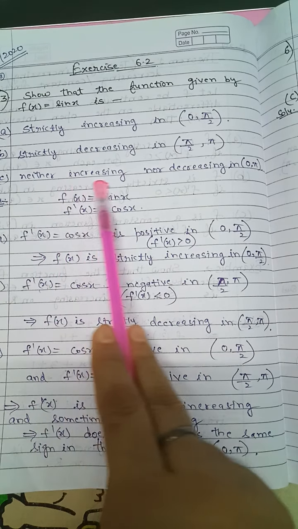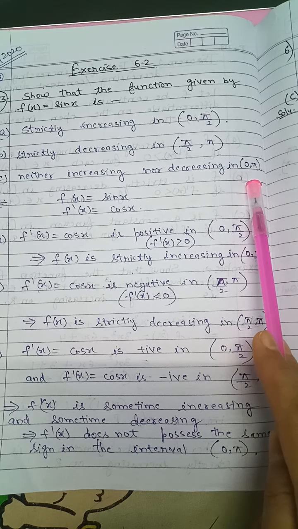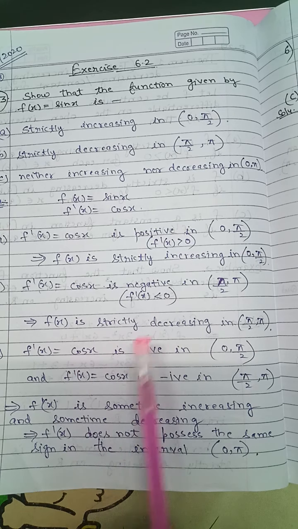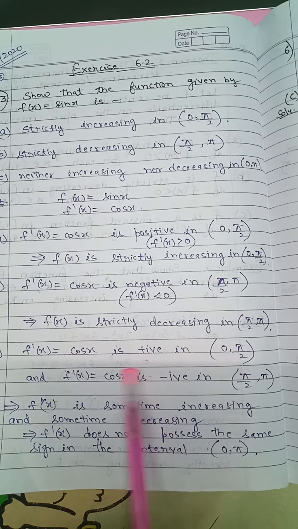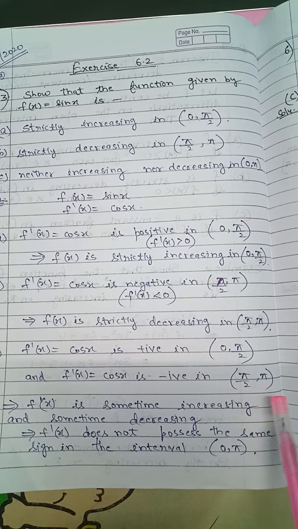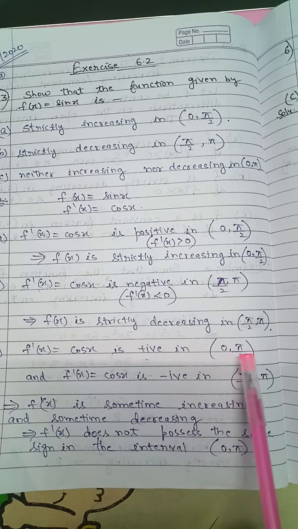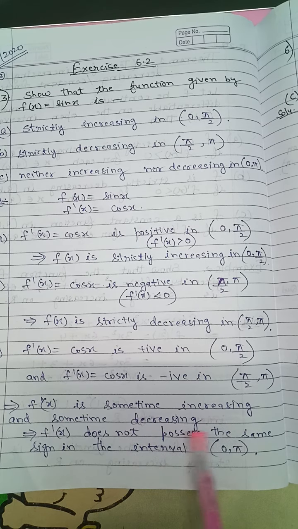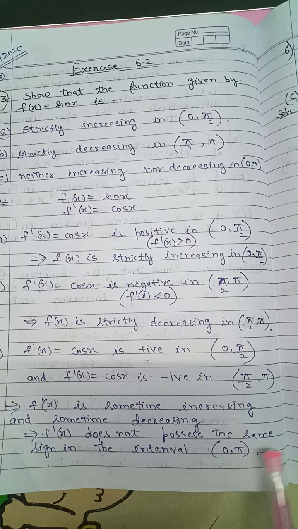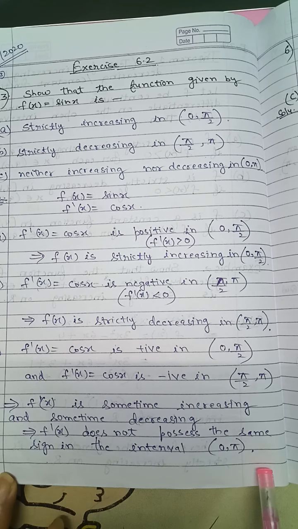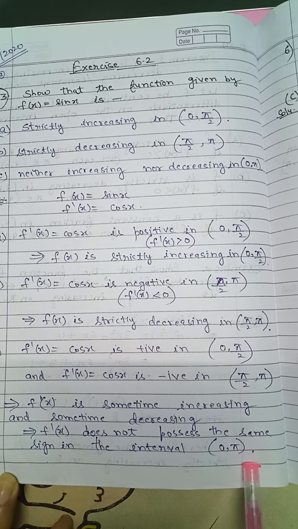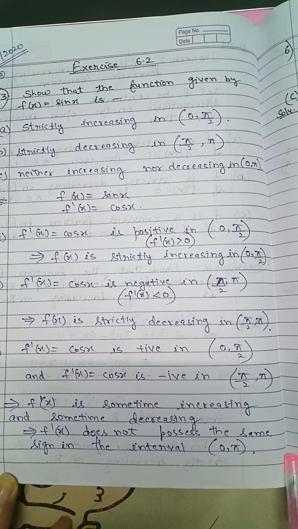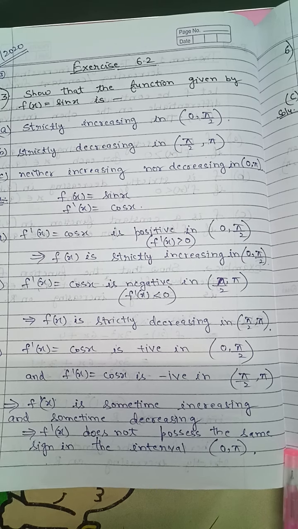Now the third comes, neither increasing nor decreasing in 0 to pi. Now this cos x, we had already seen from 0 to pi by 2 it is positive, and from pi by 2 to pi it is negative. Means sometimes it is increasing, sometimes it is decreasing. So f dash x does not possess the same sign throughout 0 to pi. It has to possess the same sign in the given interval, then only we can say that the function is increasing or decreasing. So the last is neither increasing nor decreasing.